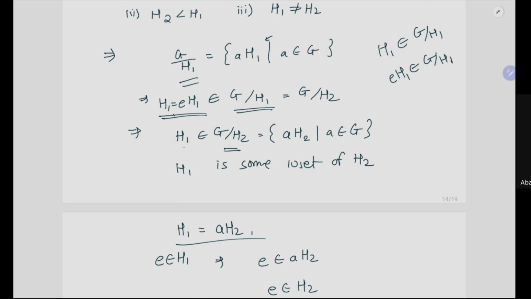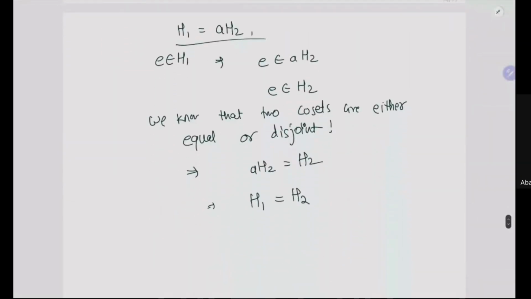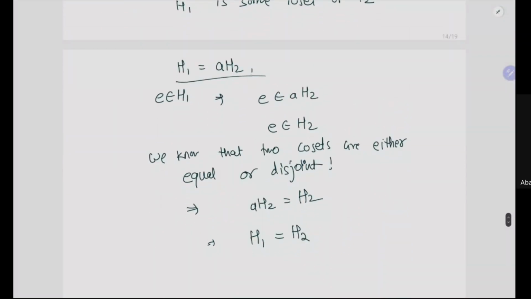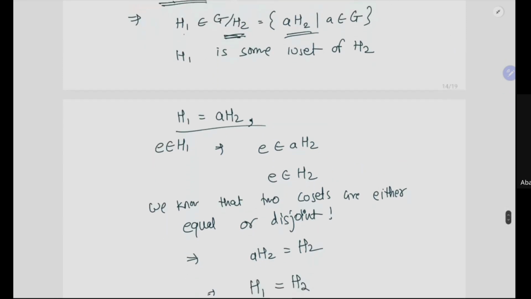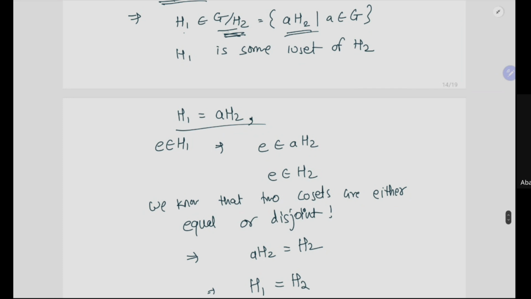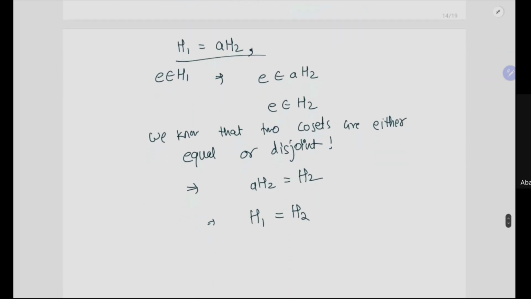But G mod H1 is equal to G mod H2, so this H1 is in G mod H2. And what is G mod H2? It is the set of all cosets of H2. So this means that H1 is some coset of H2, because elements of this set G mod H2 are of this form. And we know that the identity element is in H1 because H1 was our subgroup. So by this equality, we have the identity element inside H2. So this is as per what we have.